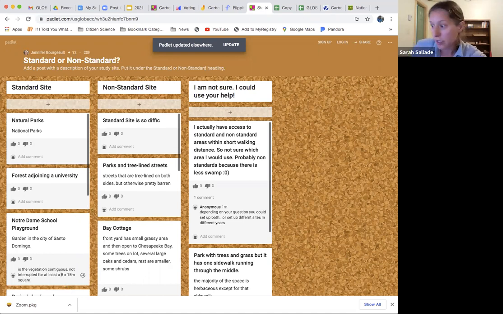So if you're done with yours and you're looking at other people's, if you see any ways that you can help them, you can type in your comments.